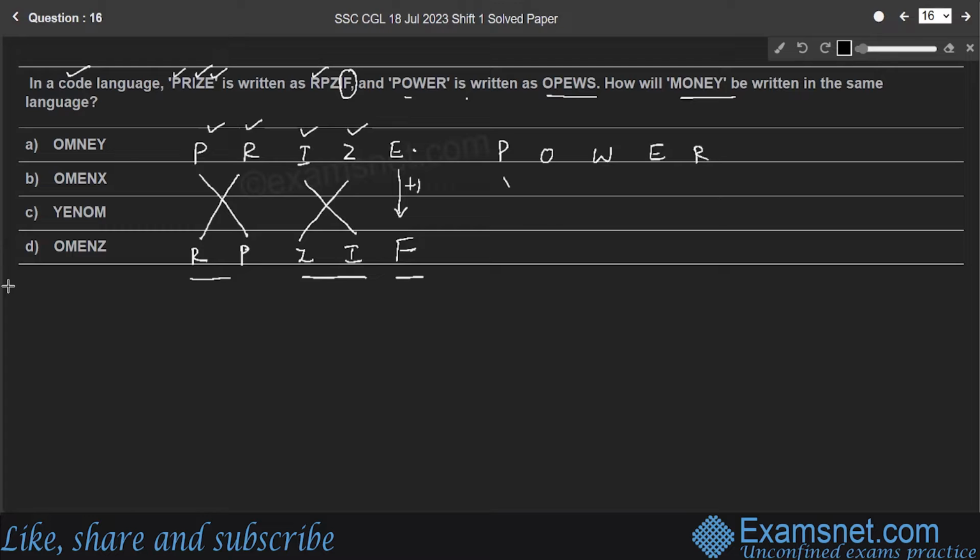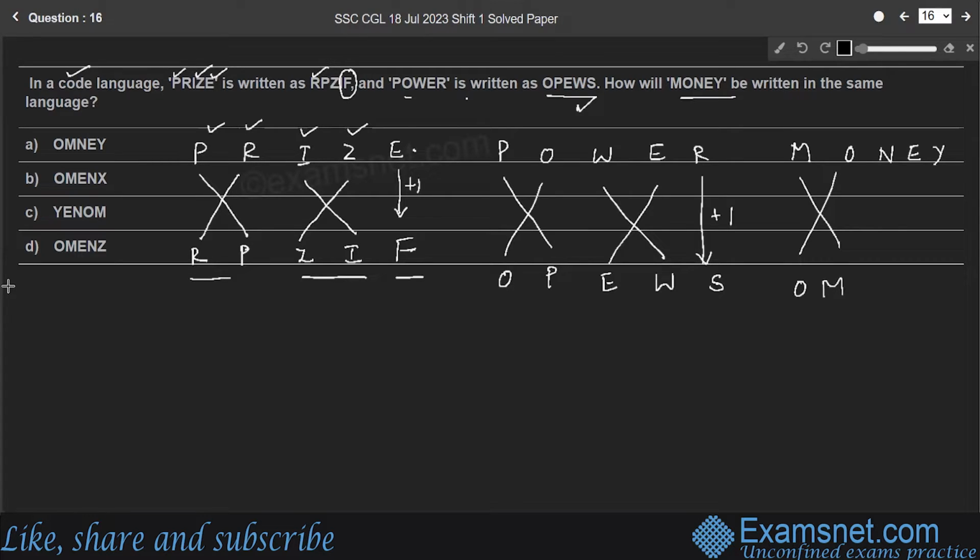POWER. Interchange the first two letters: P should be coded as O, O should be coded as P. Interchange W and E: W should be coded as E, E should be coded as W. The next letter to R, R plus 1, gives S. Therefore, power is coded as OPEWS. Similarly, money, MONEY, will be coded by interchanging the first two letters, so it becomes OM. The next two letters become EN. Y plus 1 is Z. Therefore, money will be coded as OMENZ. So OMENZ, option D is the right answer.